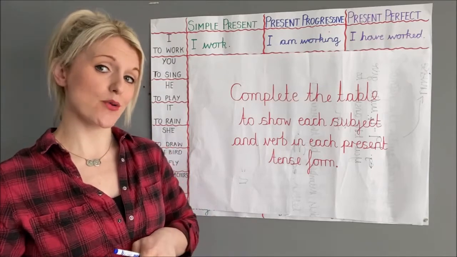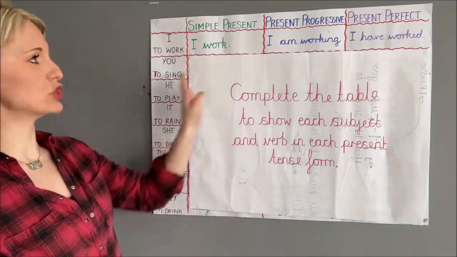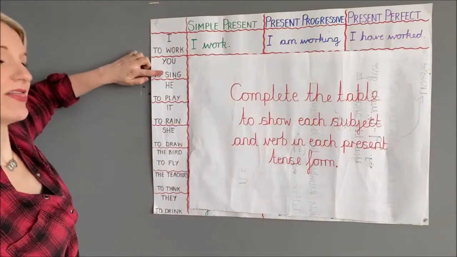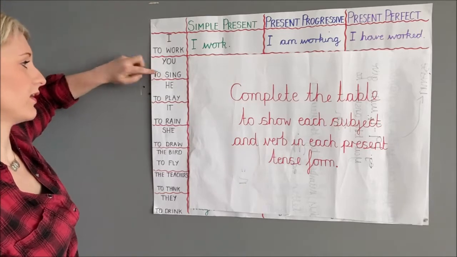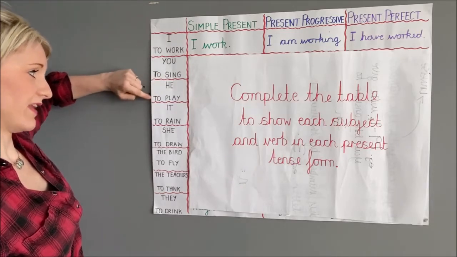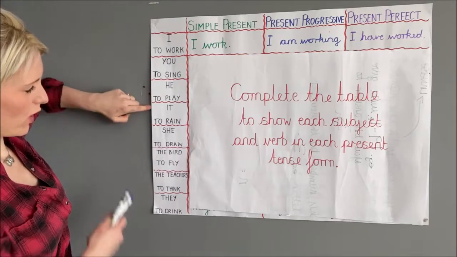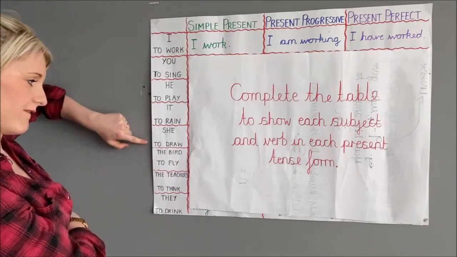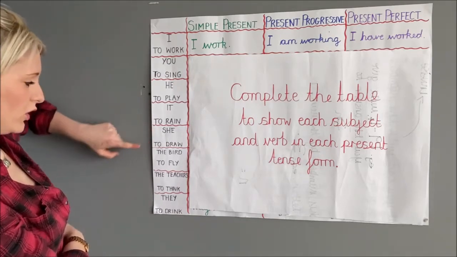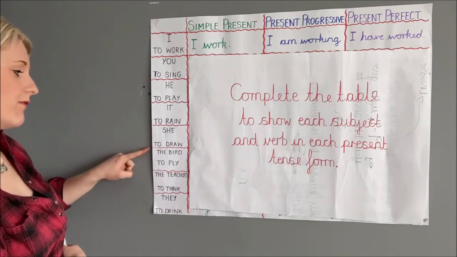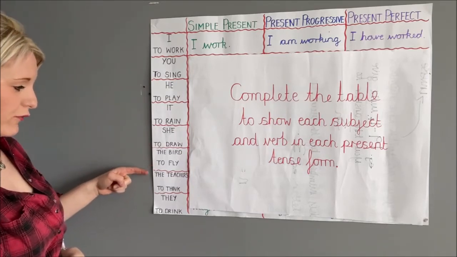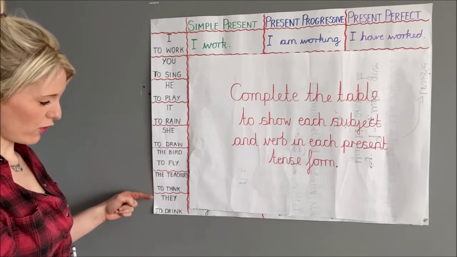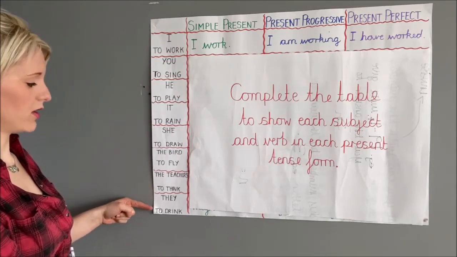So what I would like you to do is see if you can do what I've just done for these different subjects and verbs. So you've got you, and the verb infinitive is to sing. He, and the infinitive is to play. You've got it with the infinitive to rain. She with the infinitive verb to draw. You've got the bird with the infinitive verb to fly. You've got the teachers with the infinitive verb to think. And you've got they with the infinitive verb to drink.